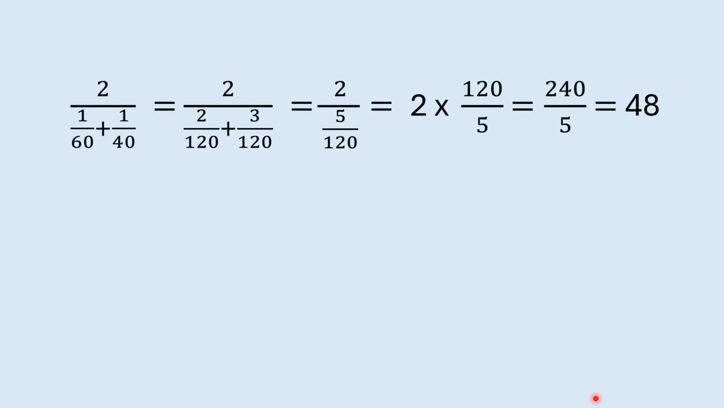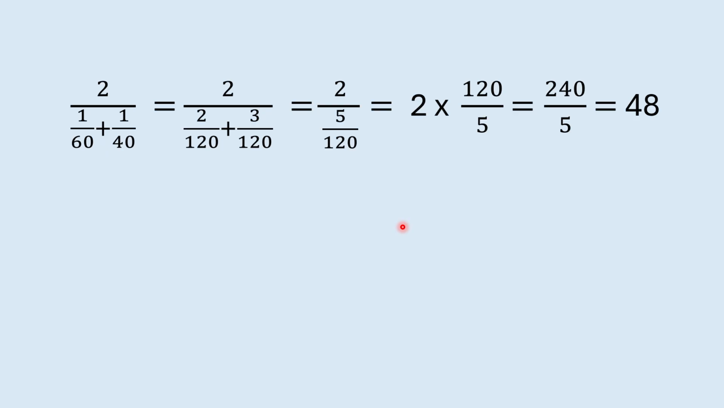So there are two ways to calculate this. The first one is we just focus on the bottom of this big fraction, 1 over 60 plus 1 over 40. If you add two fractions with different denominators, the first step is to make the denominators the same. Between 60 and 40, the smallest common multiple is 120. So we can convert 1 over 60 into 2 over 120 and 1 over 40 into 3 over 120. Now we have the same denominator, and we can simply add these two fractions together. 2 plus 3 is equal to 5, so it's 5 over 120. And then 2 divided by 5 over 120.